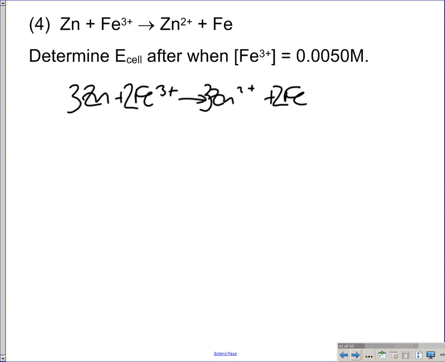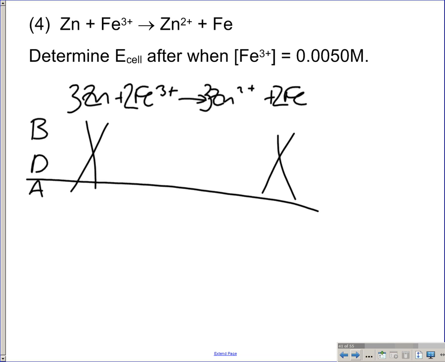All right, so here's the coefficient issue I was talking about earlier, where you're going to have to change the Q a little bit. Before the reaction begins, during, and after. Before we begin, don't care. Iron starts off as 1.00 molar, zinc is 1.00 molar. What happens? They subtract 0.0050 molar from the iron 3 plus.